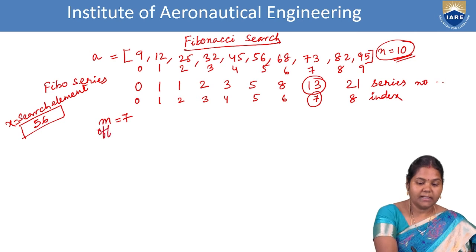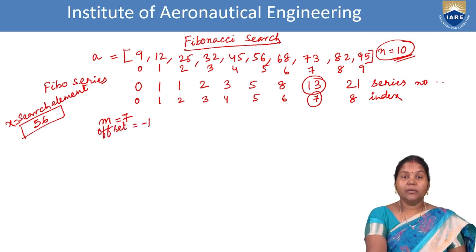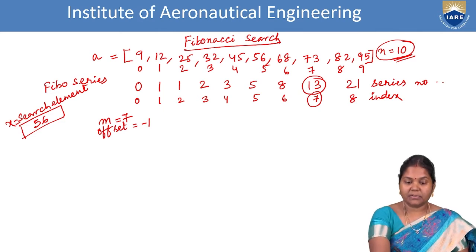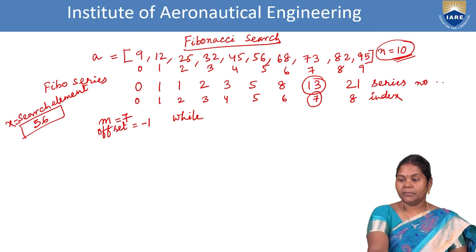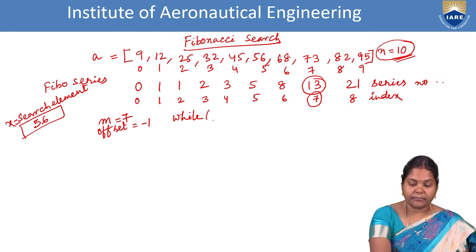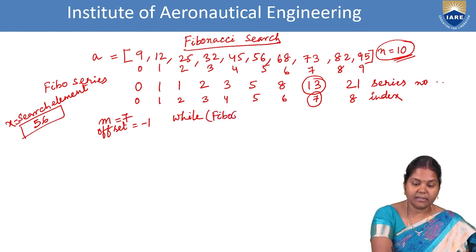Now, initially, let us take offset is equal to -1. And we have to repeat this process. So, for example, we will write down while the Fibo generator, let us take a Fibo generator of M.